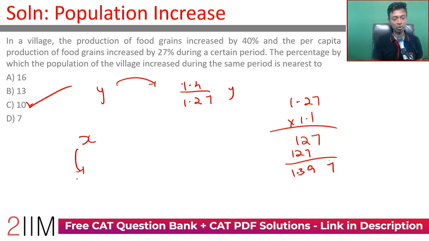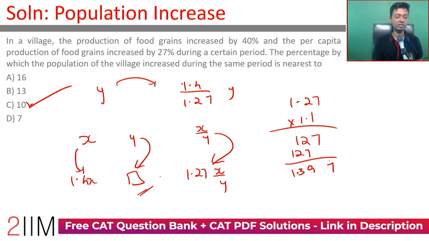X becomes 1.4x. Y becomes some number. X by y becomes 1.27 times x by y. Find this number. This is 1.1y. That's the math we are doing.